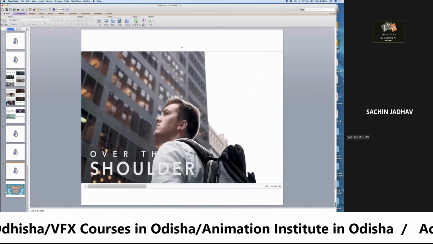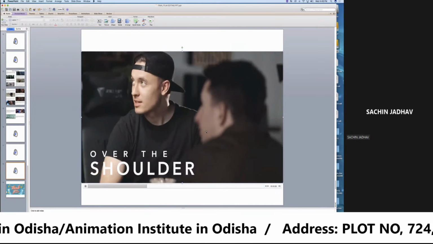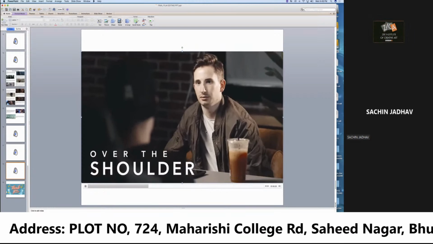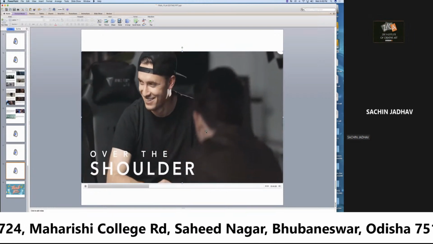Over-the-shoulder shots are exactly how they sound. When you have two subjects talking to one another, you put the camera behind the shoulder of one of the two, placing one in the foreground, giving the perspective as if you are the person that is being talked to.